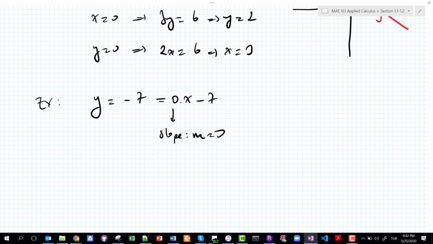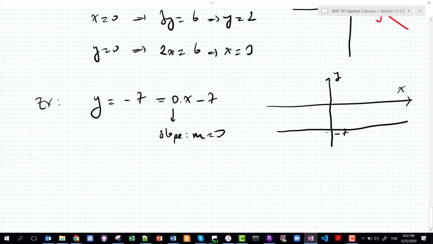Also, you can interpret this in this way. No matter what x value you choose, y is always going to be negative 7. Look at this x-axis, this y-axis. No matter what x value you choose, your y value will always be equal to negative 7. So that's going to be my line equation. As you see, your m is always going to be 0.